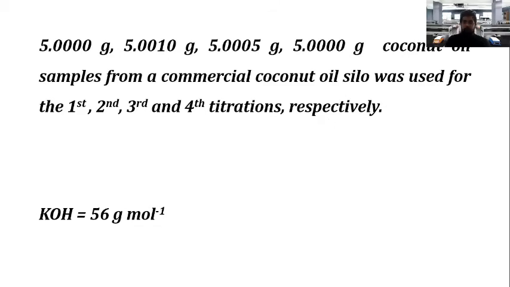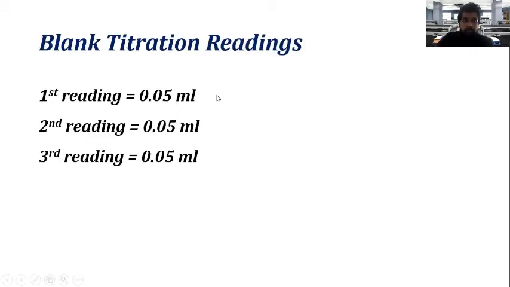So do the calculation with me. These are the blank titration readings. These are the KOH volumes consumed to neutralize the reagents we use, that means ethyl alcohol and ether. First reading 0.05, second reading 0.05, and third reading also 0.05. The same reading obtained. So these are the blank titration readings.